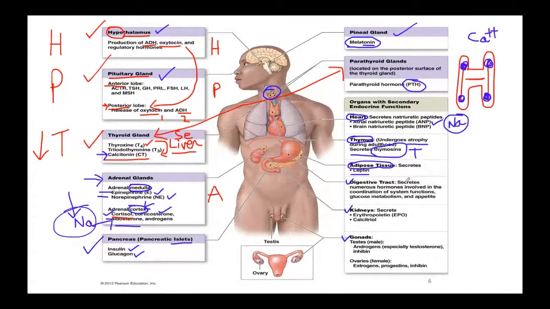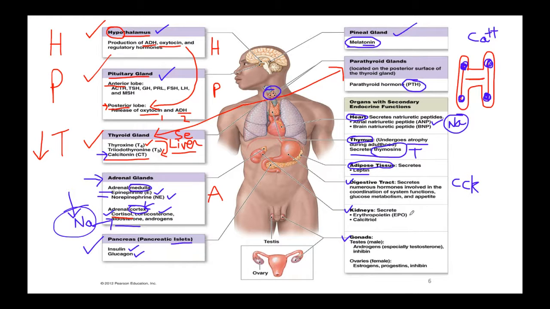The digestive tract, we have cells in the intestines, like the duodenum, can release something called CCK, cholecystokinin, that will stimulate the gallbladder to release bile.